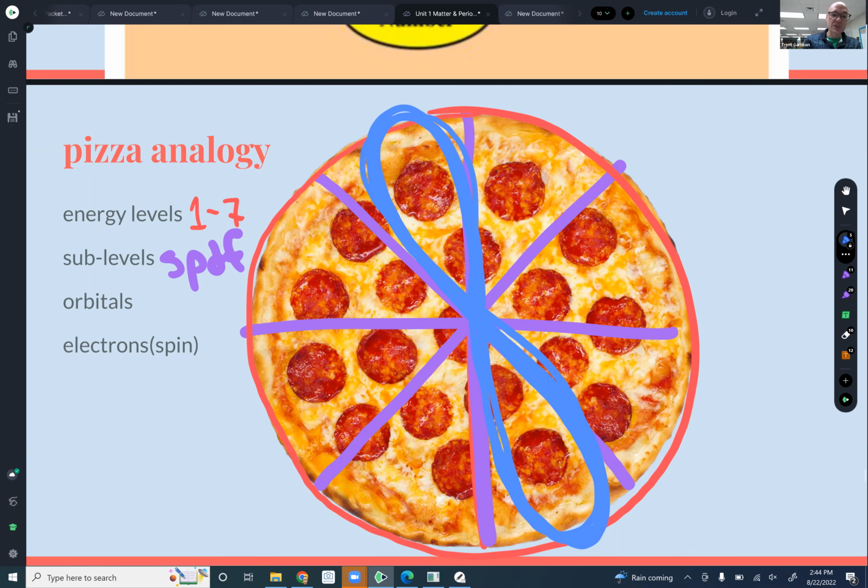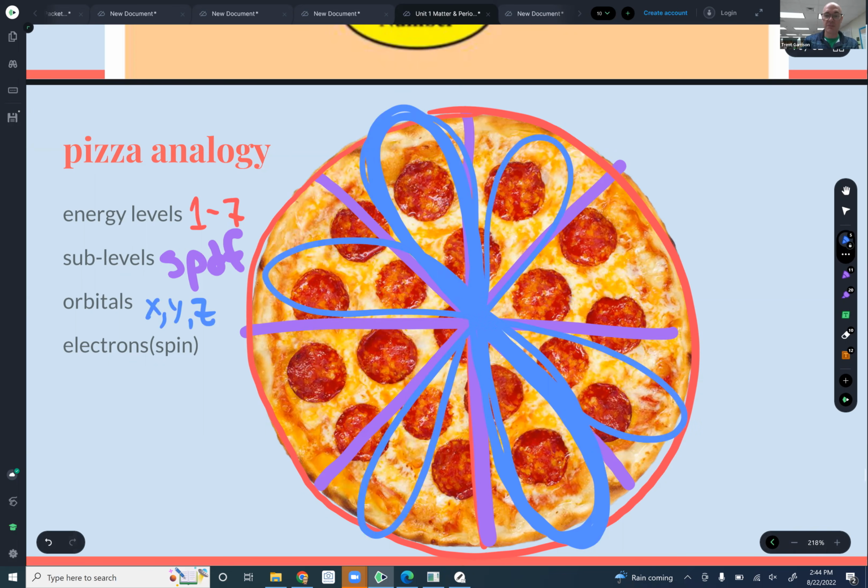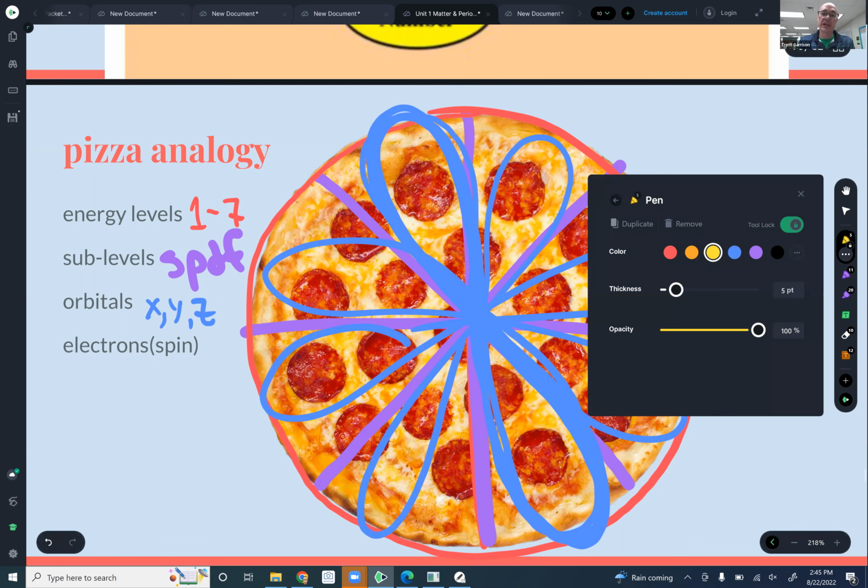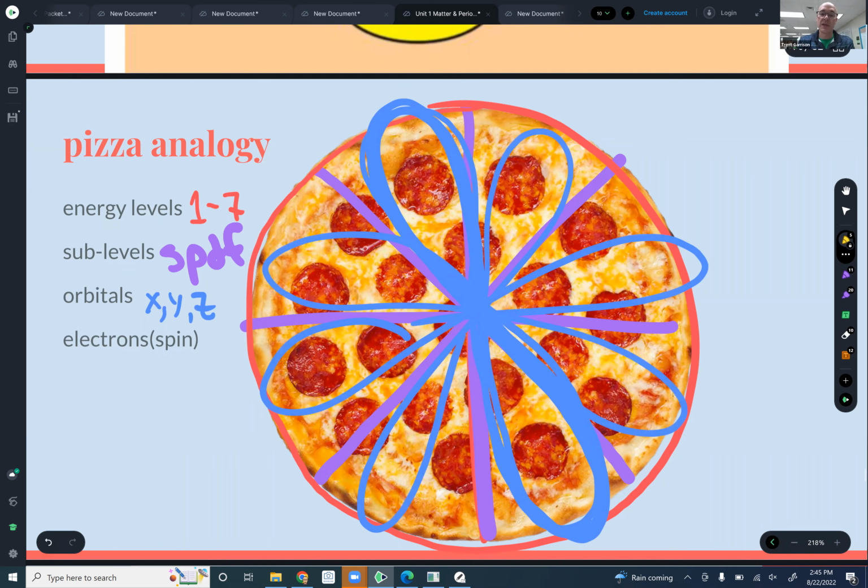Now, the directions of the orbitals are either X direction, Y direction, or Z direction. So we can have these orbitals in different directions, depending on how many we have. The electrons tend to go in either one of 2 different directions. They are either going in a positive direction, or clockwise, or counterclockwise. And so what they do is they give them the spin designation of either positive or negative.